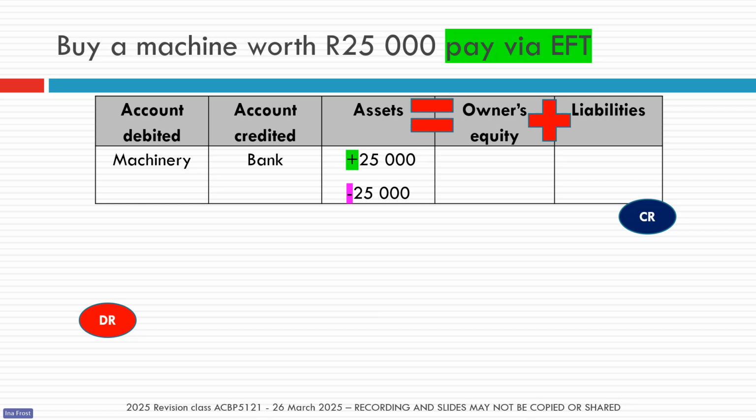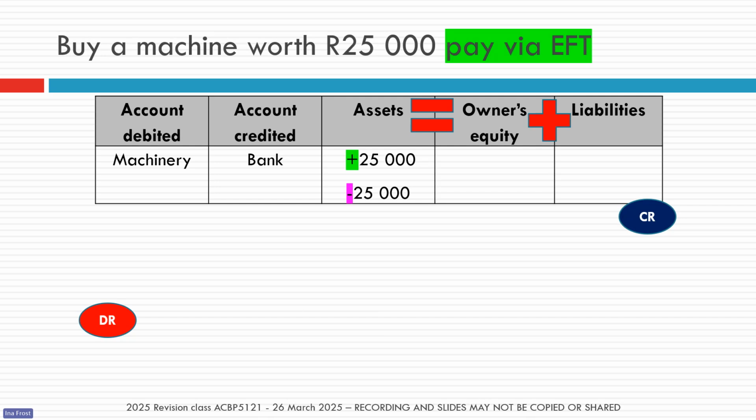And again, if we analyze the little transaction, we can immediately see the two account names. What did we buy? Machines. So the account must be machinery. That must be one of the accounts. How did we pay for the machine? Via EFT. In other words, cash. Where do we keep our cash? In the bank account. So immediately we can see that this transaction must deal with two accounts, machinery and bank.